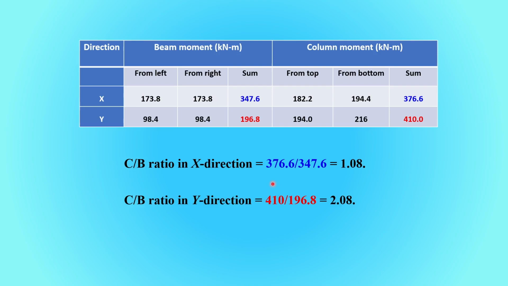But you cannot go on increasing the amount of steel because there will be overcrowding of steel. So generally 3 to 4% steel in column is considered to be alright. So with this percentage steel, if you are unable to get the CB ratio required, then you think of increasing the size of the column, and then C by B ratio will be satisfying.